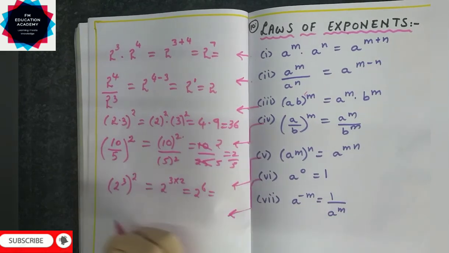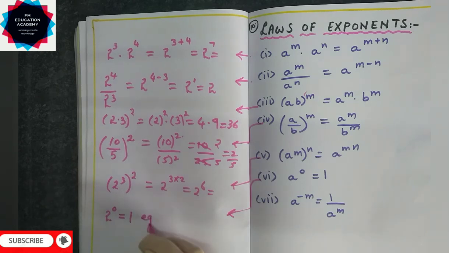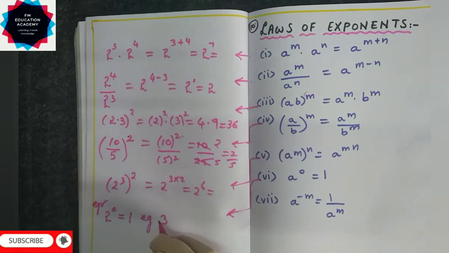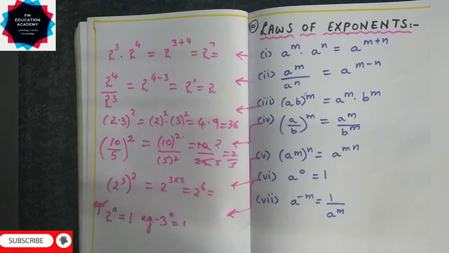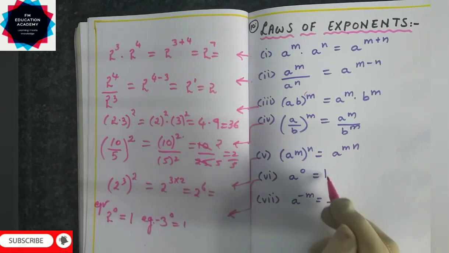Now a power 0 is 1. For example, a I am taking as 2. 2 power 0 value will always be 1. Don't think 2 power 0 is 2, because it is power 0. Or I'll take one more example: 3 power 0 is also 1, 4 power 0 is also 1, 7 power 0 is also 1, because it is in the form of a power 0. A power 0 is always 1.